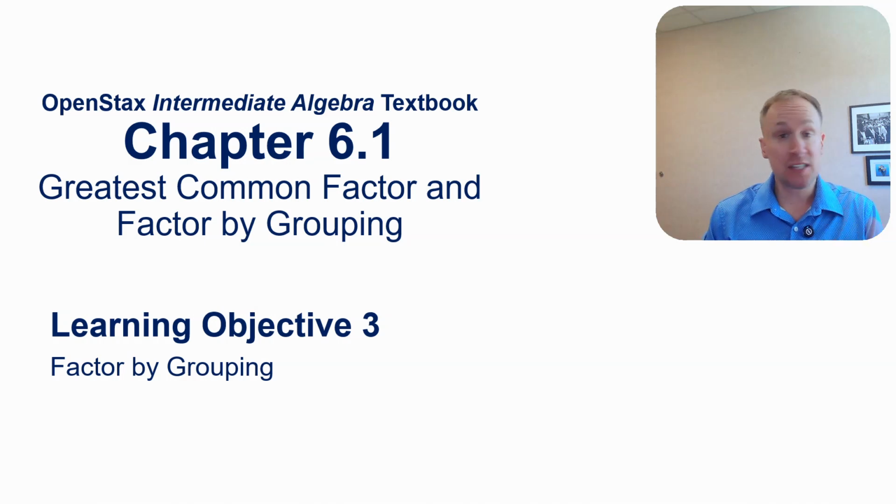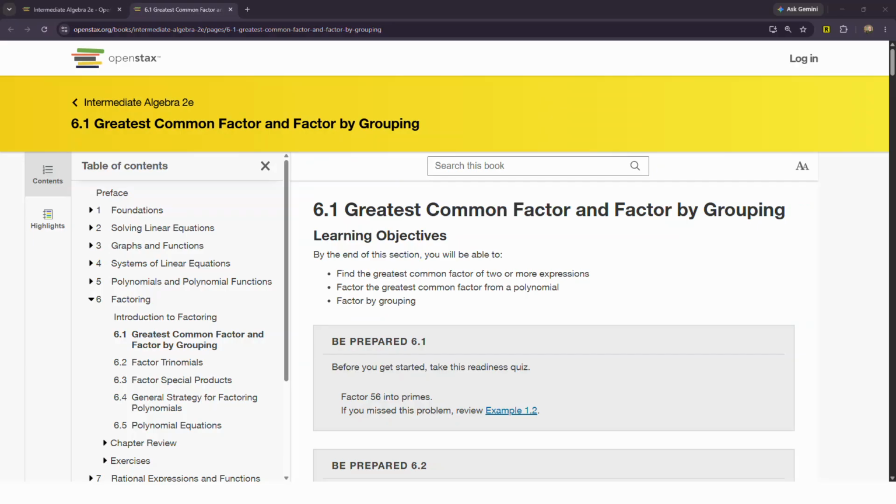Hi everyone. In this presentation, we will be completing chapter 6.1 in the OpenStax Intermediate Algebra textbook. This chapter is the greatest common factor and factor by grouping chapter. And specifically, we will be looking at the third learning objective, the final learning objective, factor by grouping.